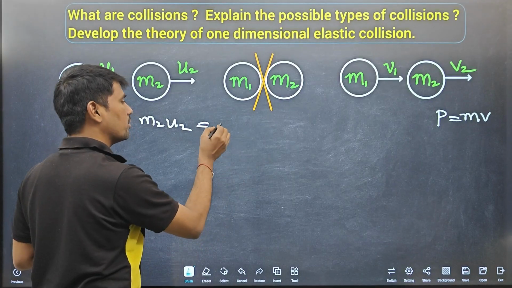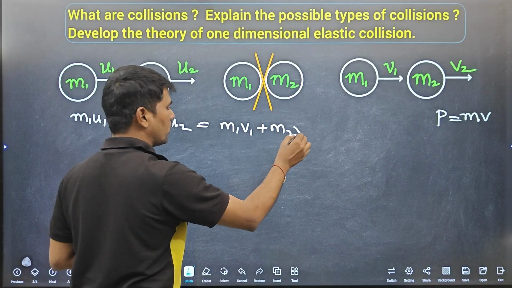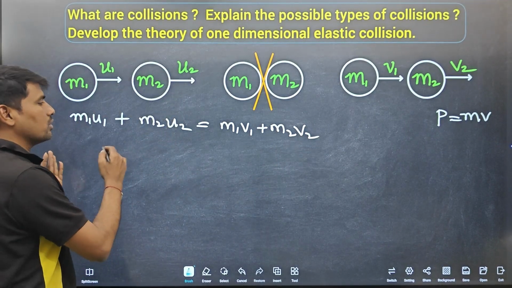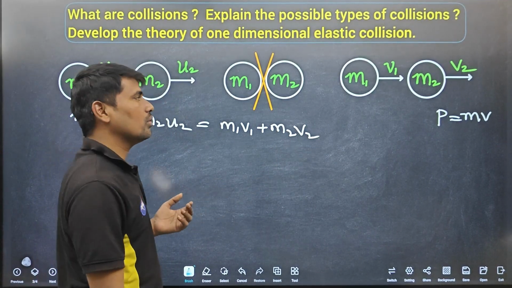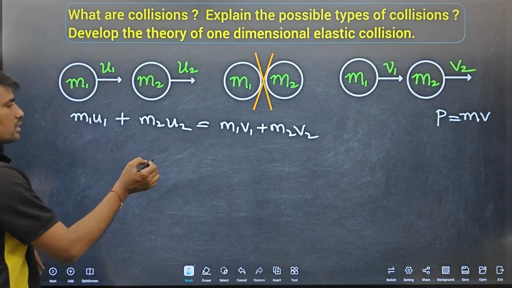After collision, what is the momentum? Here m1 v1 plus m2 v2. Momentum before collision and momentum after collision, both are equal. Why? Because the momentum is conserved. In any type of collision, momentum is conserved.